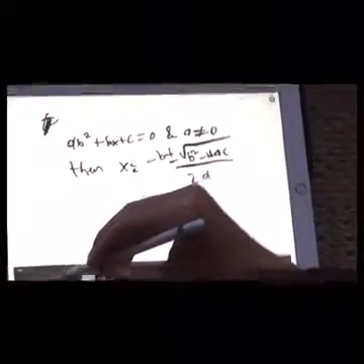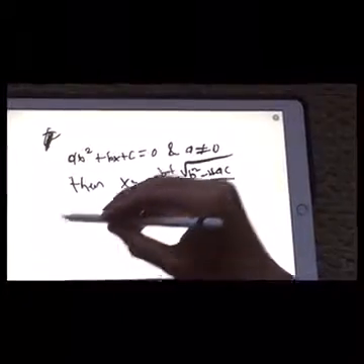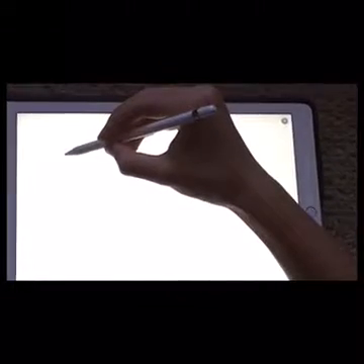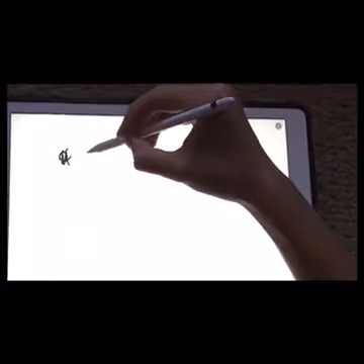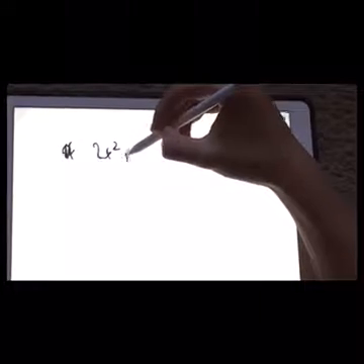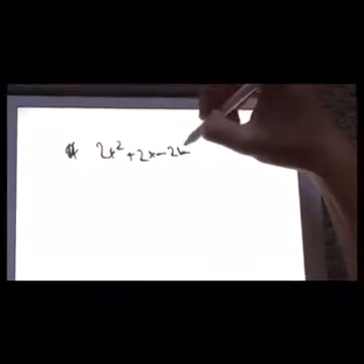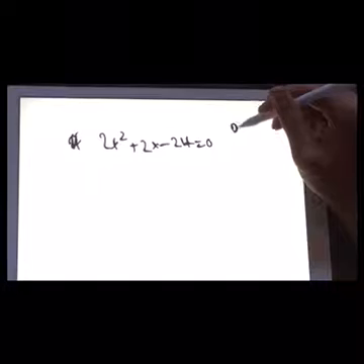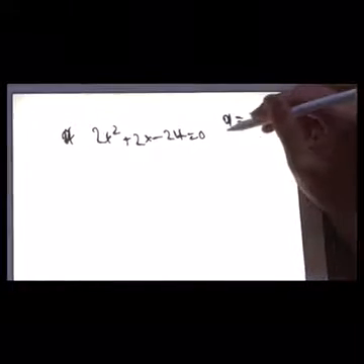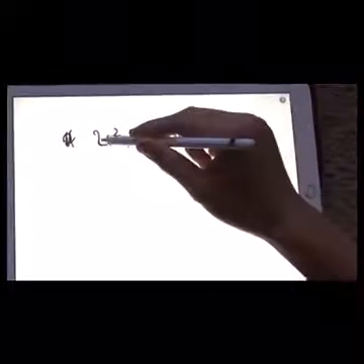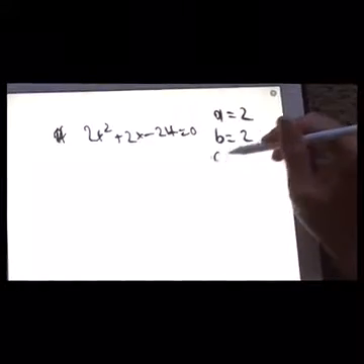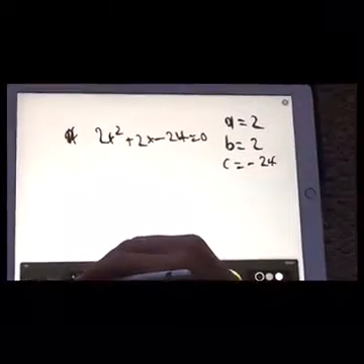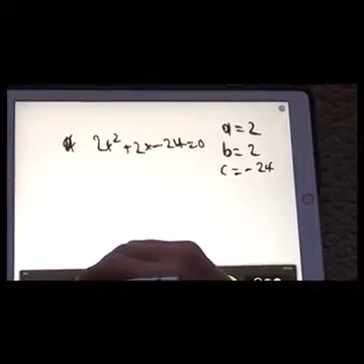So the problem we will be doing is 2x squared plus 2x minus 24 equals 0. The easiest way to remember your a, b, and c is to look at it like this. A equals 2, b equals 2, because this is your a, this is your b, and then c, in this case, is negative 24. Now you know all of your numbers that you need to substitute into the equation to find x.